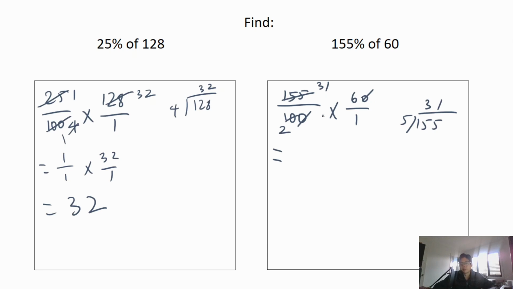And now let's cancel diagonally once more. We can divide it by 2. That gives us 1 here. And that gives us 3 here. So now we have 31 over 1 times 3 over 1. And that gives us 93 over 1, or 93. So 155% of 60 is 93.